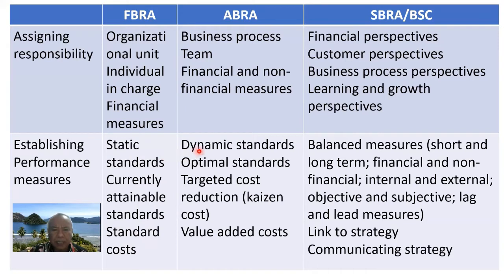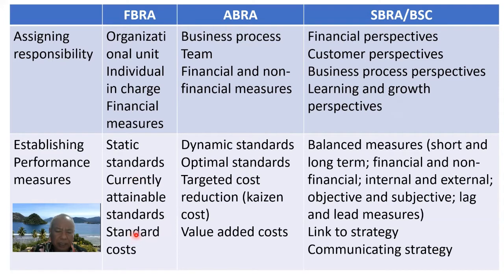It is different from activity based responsibility accounting, where establishing the performance measure is based on a dynamic standard. The standard might be set monthly, so we have a monthly target, and the standard is based on the optimal operation. Not achieving the standard cost, but in this case targeted cost reduction.